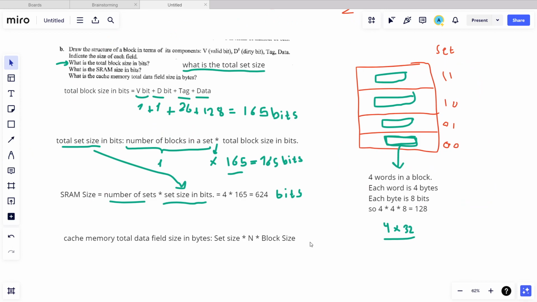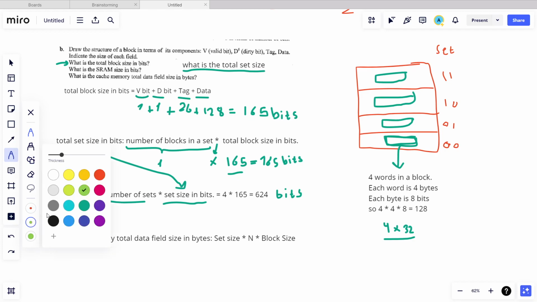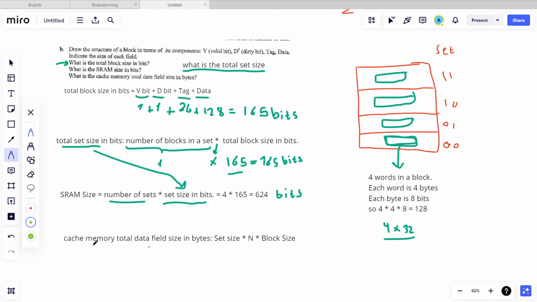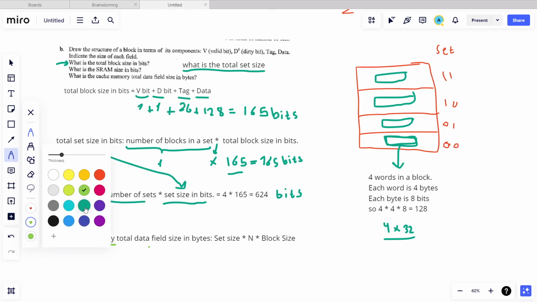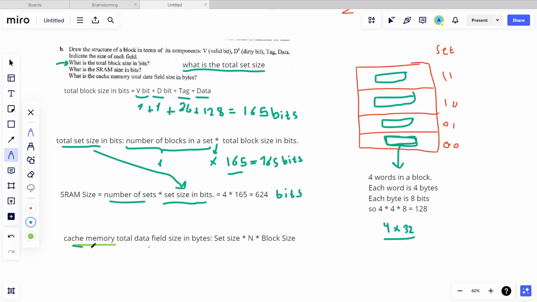Finally, we reach: what is the cache memory total data field size in bytes. This is a very tricky question, because you might be saying block size here is the same as total block size in bits, and this is wrong. Block size is something, and block size in bits is something else. Going back to our problem, cache memory total.